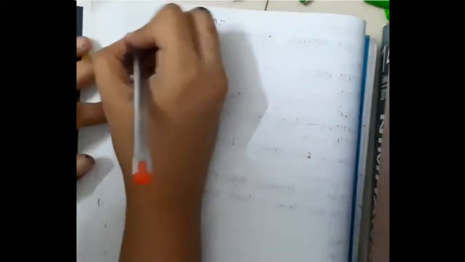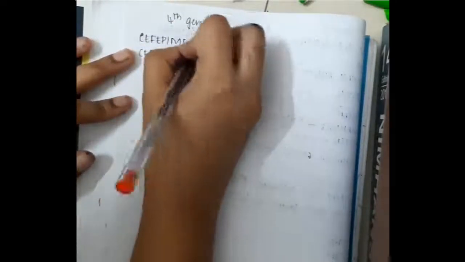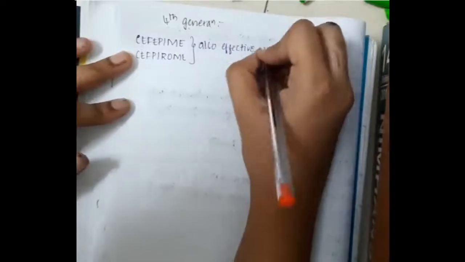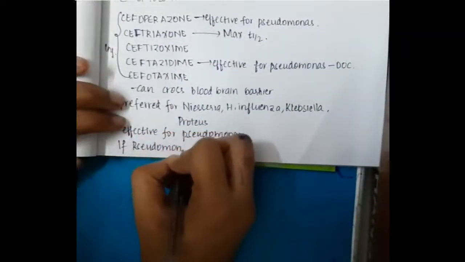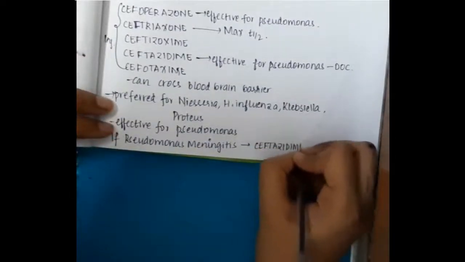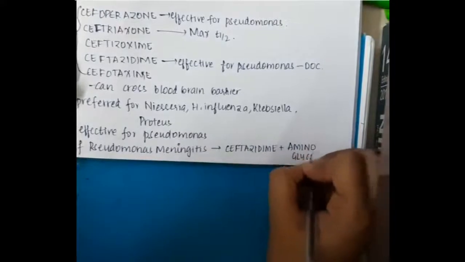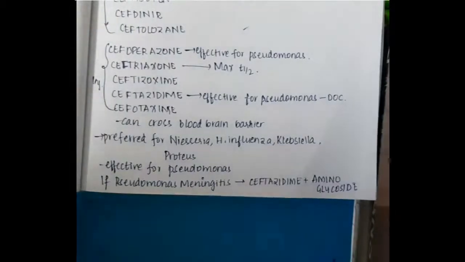Then we have fourth generation cephalosporins. These include cefepime and cefpirome. All these are also effective against Pseudomonas. As I have already said, the drug of choice for Pseudomonas is ceftazidime. But for Pseudomonas meningitis, we combine ceftazidime with an aminoglycoside and then give it to the patient.